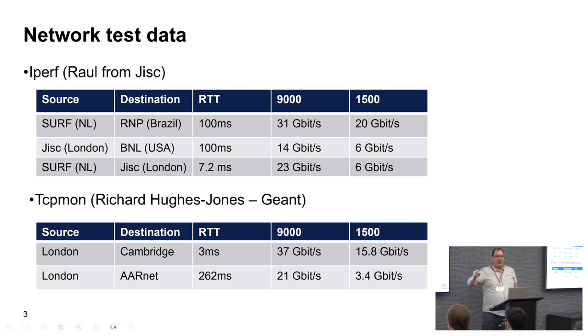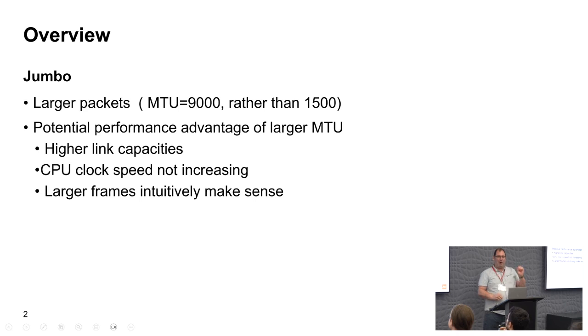From the Netherlands to Brazil makes a little bit of a difference. London to USA doubles. Netherlands to London, factor of 4. So it's really interesting, particularly if you're going to ARNet in Australia, where the round-trip time is a quarter of a second. It can make really quite a big difference. However, the thing is, you need to make sure that you don't block ICMP packet too bigs, because otherwise things won't work.